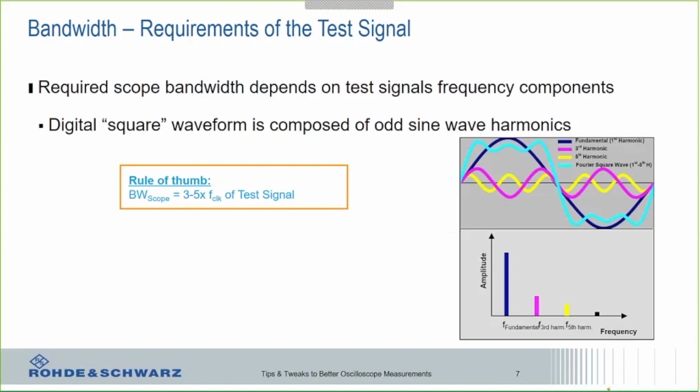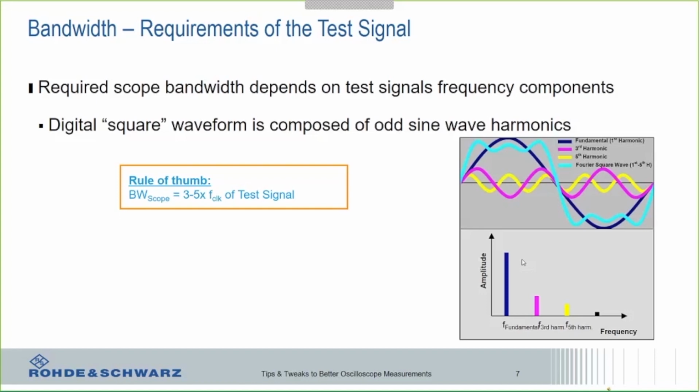The typical rule of thumb that we recommend is that you look at the frequency of your test signal, and then you decide on either 3 to 5x that frequency to make sure you have enough bandwidth inside of your scope. If we look over here on the right-hand side, you can see the blue waveform is made up of several different harmonics. In general, you get enough information in the first through fifth harmonic to be able to accurately reproduce the waveform. So we don't typically recommend that you go beyond the fifth harmonic.